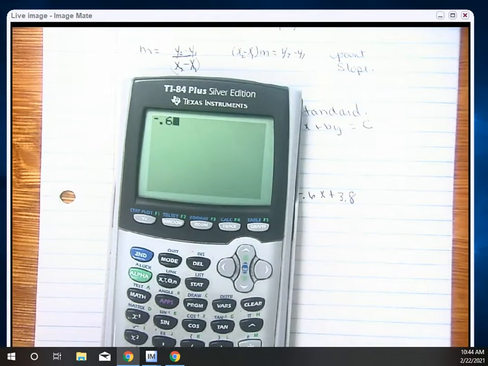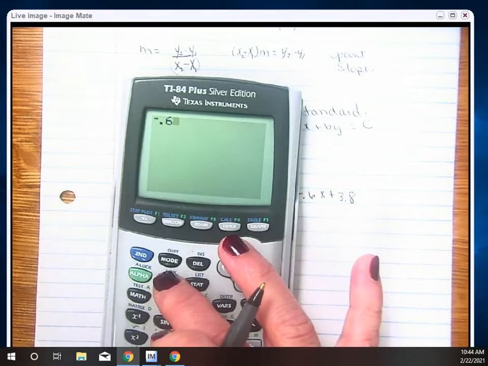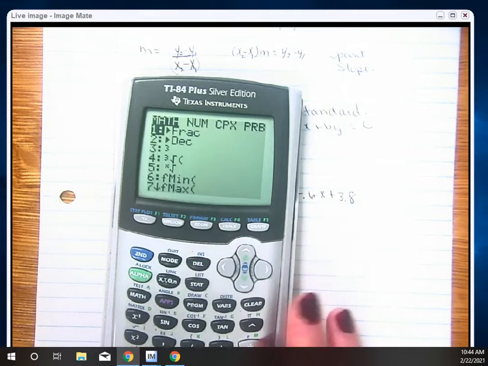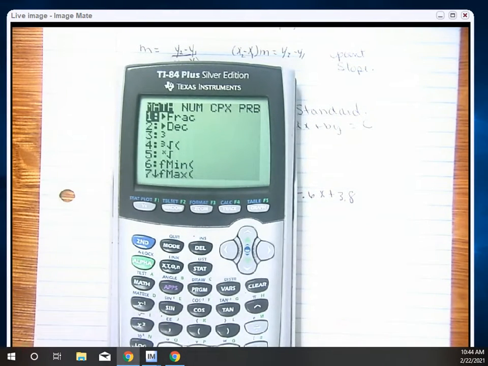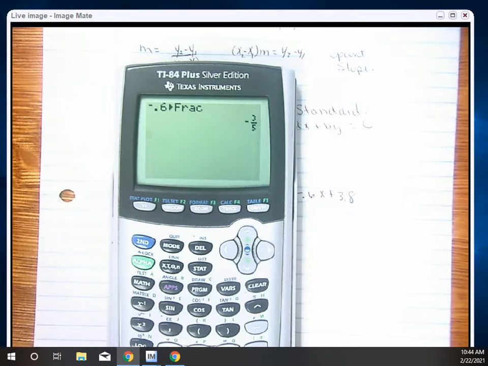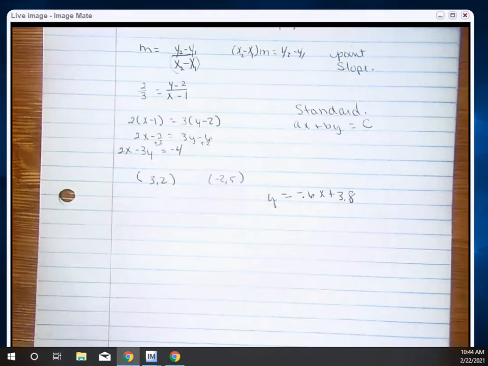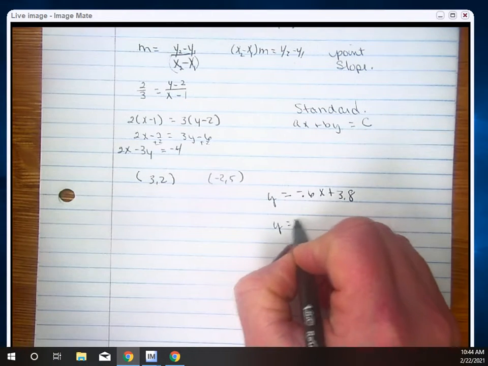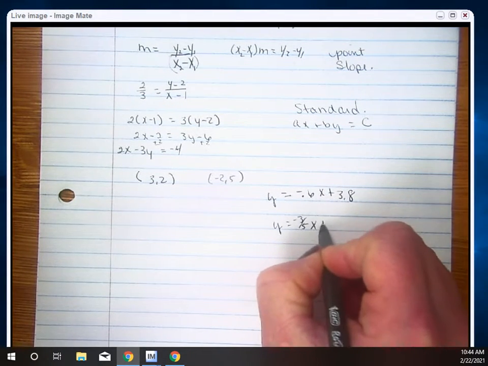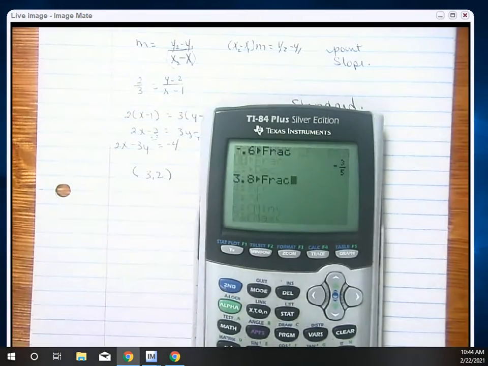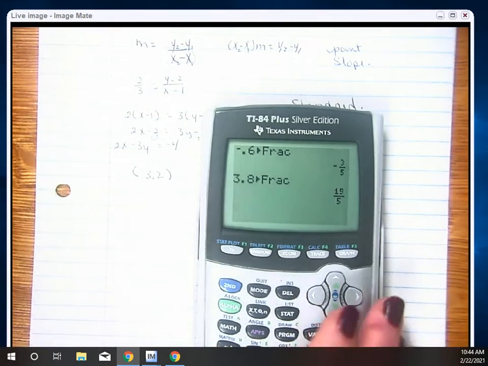Negative 0.6, go to math, which is below the green button. The number 1 is a fraction, enter. If you did not know that 0.6 was 3/5, it's a negative 3/5. So y equals a negative 3/5 x plus. Do the same thing with the 3.8. Math, fraction, enter, 19 over 5.